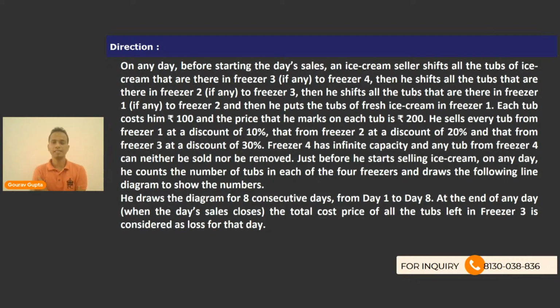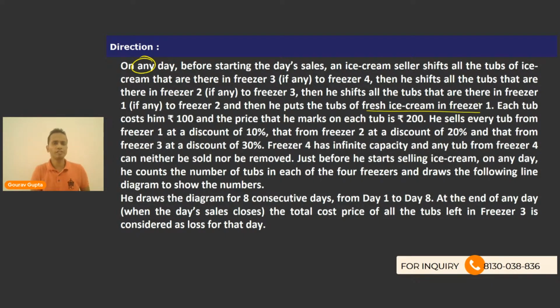All right, now let's read the data together. Now it says that on any day, so it happens on any day, before starting the day's sales, an ice cream seller shifts all the tubs of ice cream that are there in freezer 3, if any, to freezer 4. Then he shifts all the tubs that are there in freezer 2, if any, to freezer 3. Then he shifts all the tubs that are there in freezer 1 to freezer 2. And then he puts the tub of fresh ice cream in freezer 1.